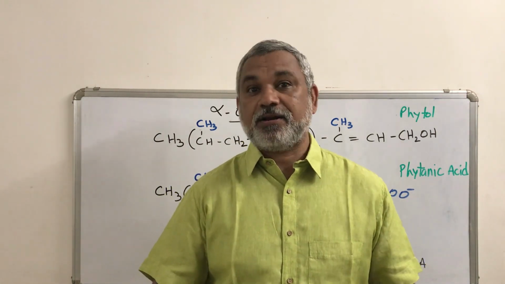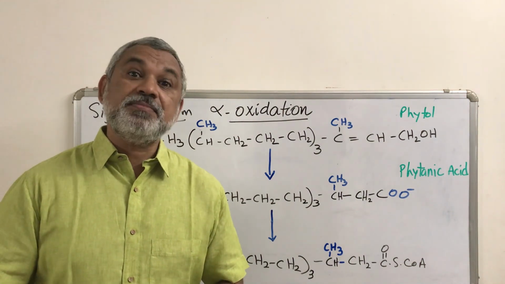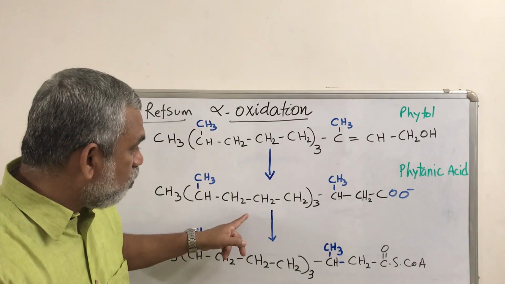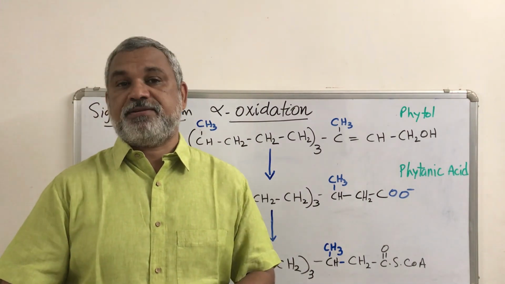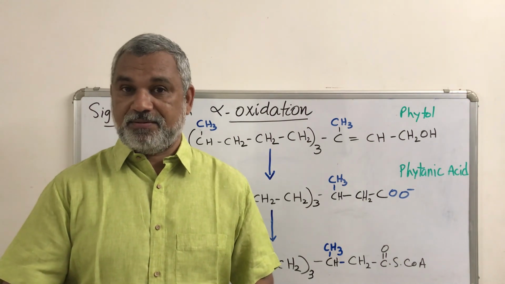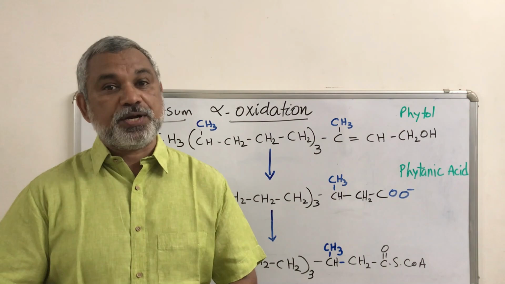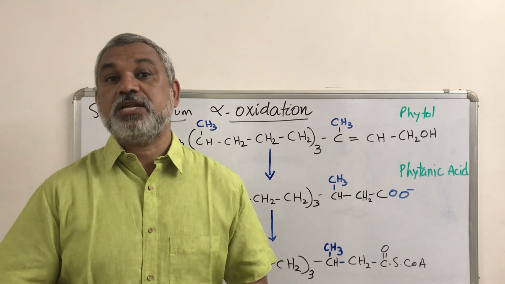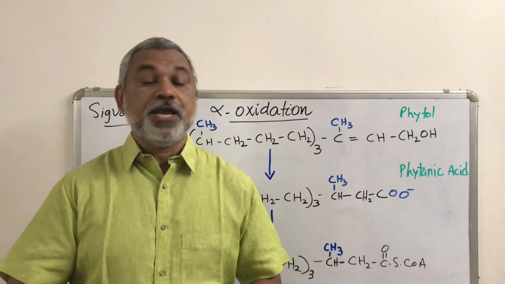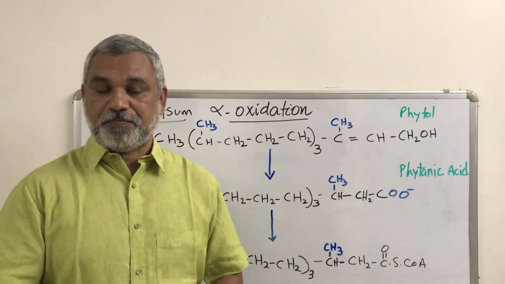Dr. Sigvard Refsum identified that phytanic acid, this molecule, is getting accumulated in the liver, kidney as well as in the brain. Now this is leading to a neurological disorder, and he identified this as an autosomal recessive neurological disorder. It is only then that phytanic acid got attention.